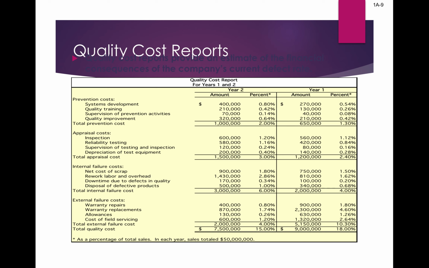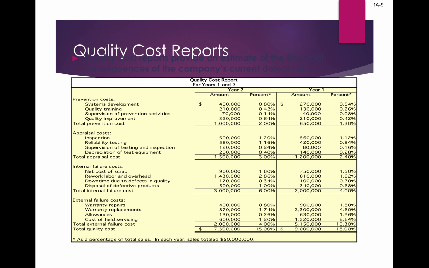All right, and then cost of quality report. This is an example of a cost of quality report. So we have year 1 and year 2. Looks like in year 1, 1.3% of total quality costs is spent on prevention. We increased that to 2%, and we increased the appraisal from 2.4 to 3% in hopes that our external and internal failure costs will be reduced. So we have pretty bad external failure costs, 10.3% of sales. That's pretty bad. Total quality costs are 18% of sales. So this is pretty negative.